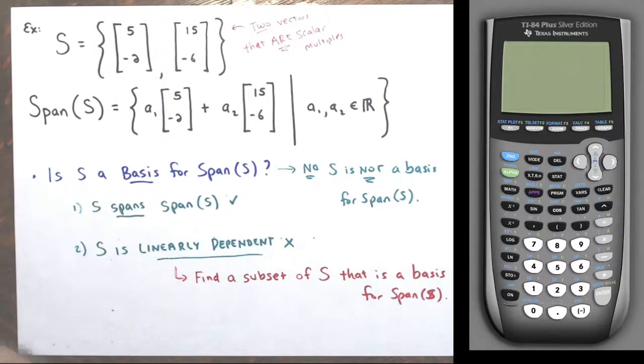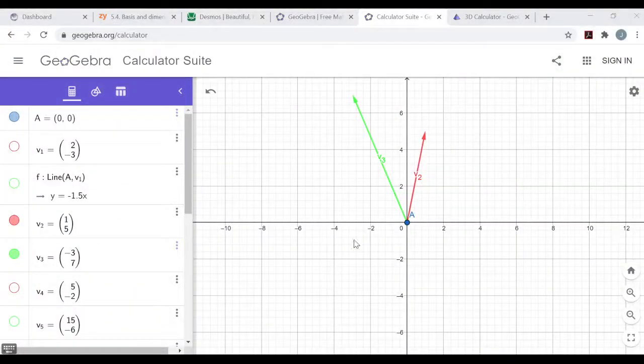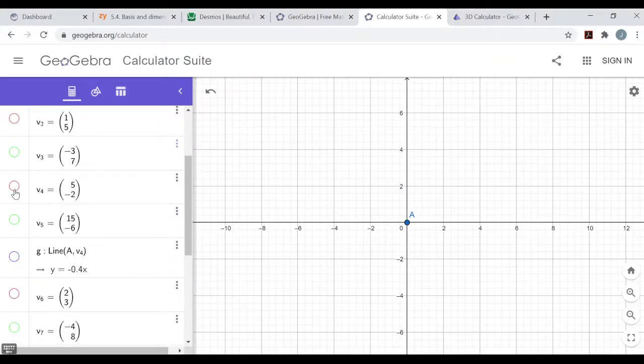Let me go to the GeoGebra site and get rid of these guys. And now we're on this example where my vectors in S are 5, -2 and 15, -6. Do you see how they fall on the same line? They point in the same direction. They are on the same line.